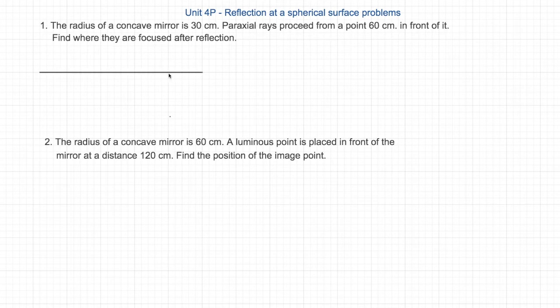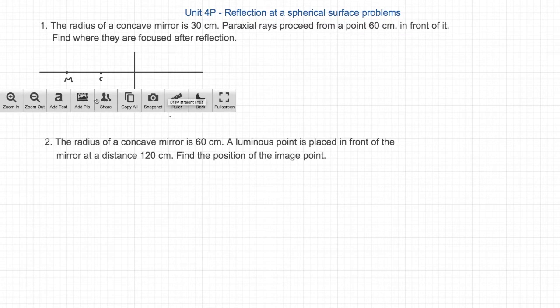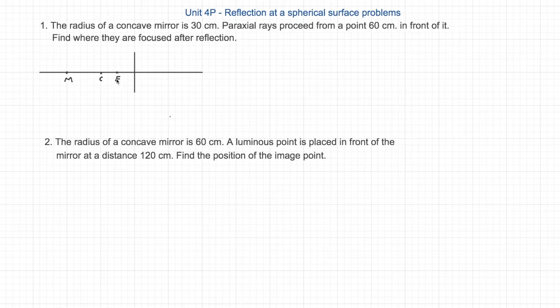So we'll draw our optical axis. We'll draw our mirror. Being a concave mirror, the center and the focal point will be on the left side. We'll place our object at point M. It's twice the radius. And we'll give the object some size so we can construct our rays.